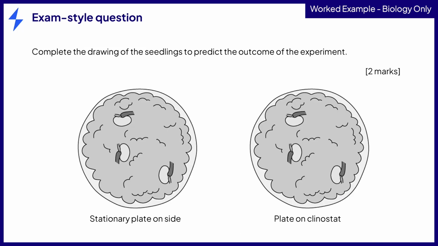Let's take a look at an example of the kind of question you might get asked about this experiment in an exam. Here you are presented with an image of the two dishes, and you are asked to complete the drawings by filling in the shapes of the radicles and the plumules of the seedlings at the end of the experiment in the two different conditions. Take a moment to predict the outcome now.